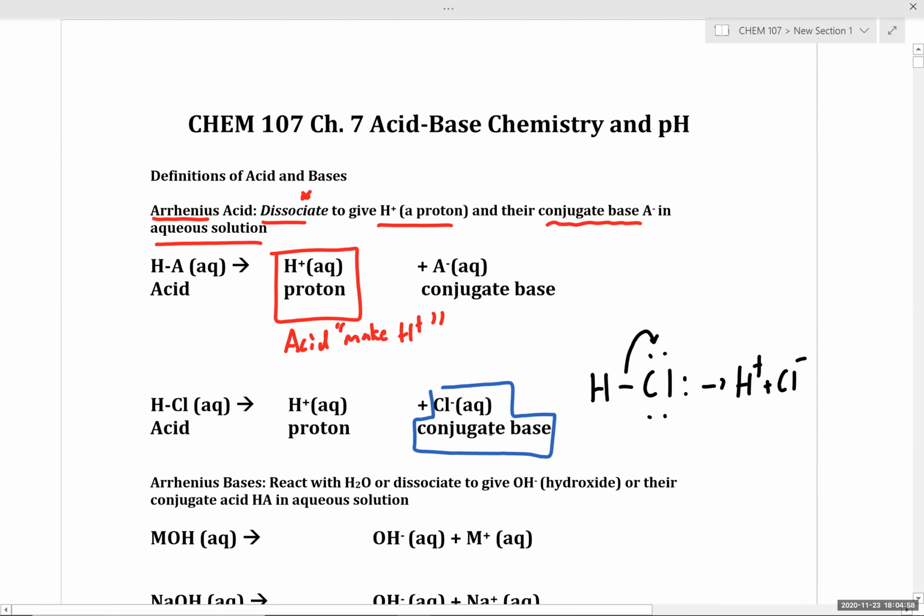Does that make sense to everyone? So the conjugate base of an acid has lost a single proton. It differs from the acid by a single proton.